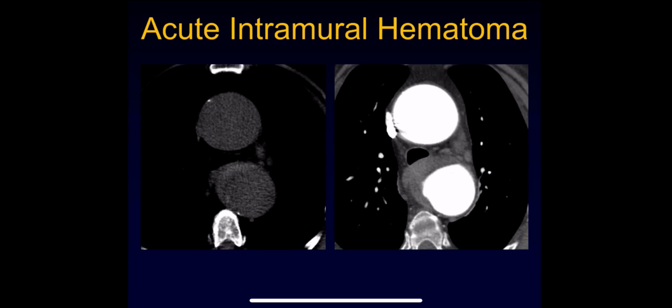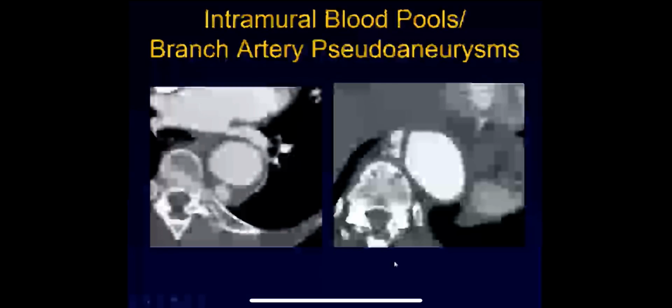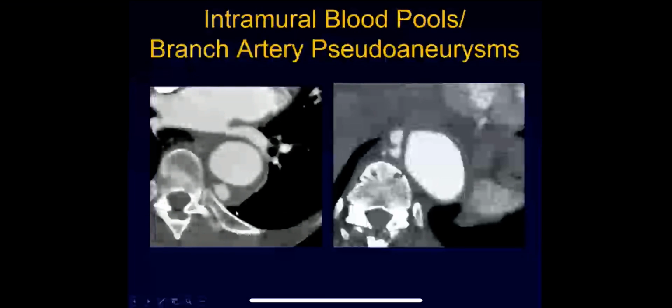And although this is thought to be a dissection where there's no communication between the two lumens, sometimes there has been recent documentation or a few publications talking about micro tears in the intima that result in the acute intramural hematoma, and you may see some mild irregularities at the interface of the true and false lumens.